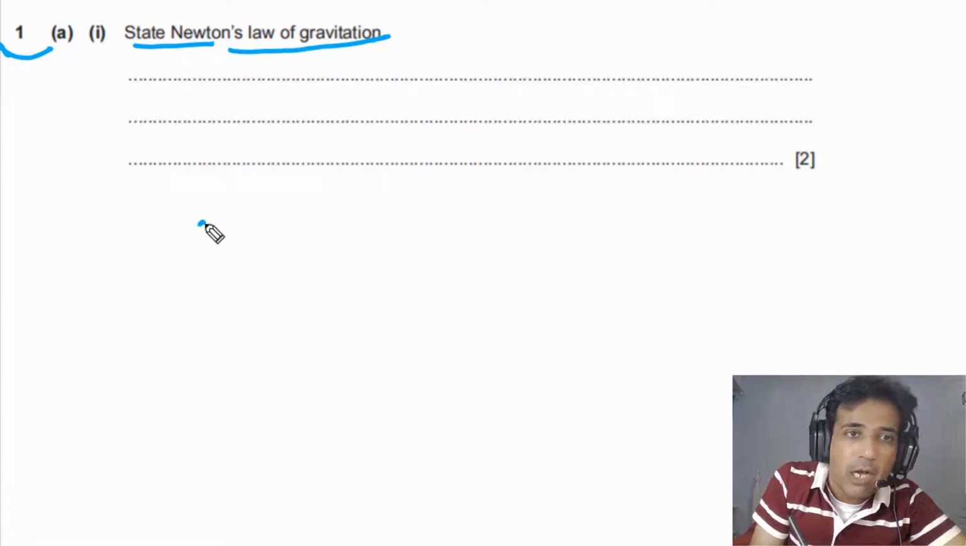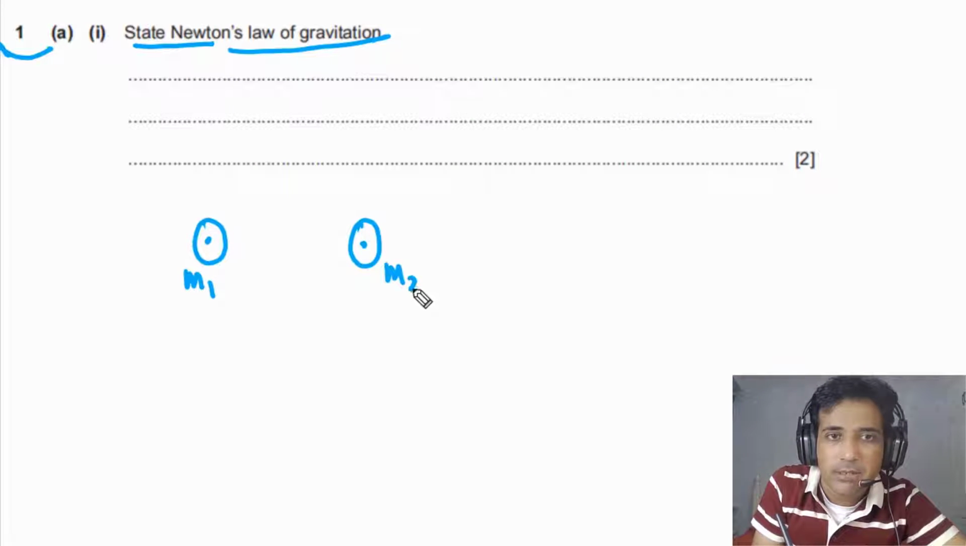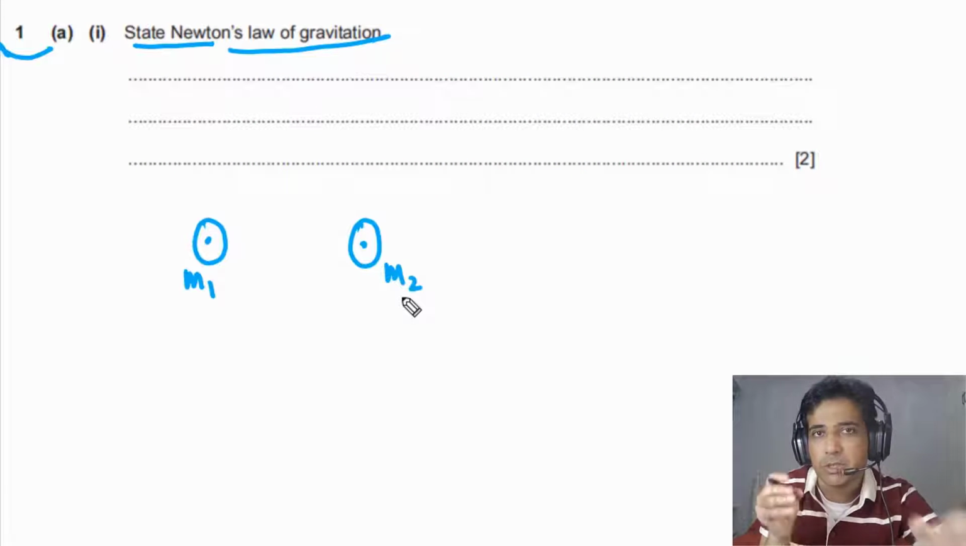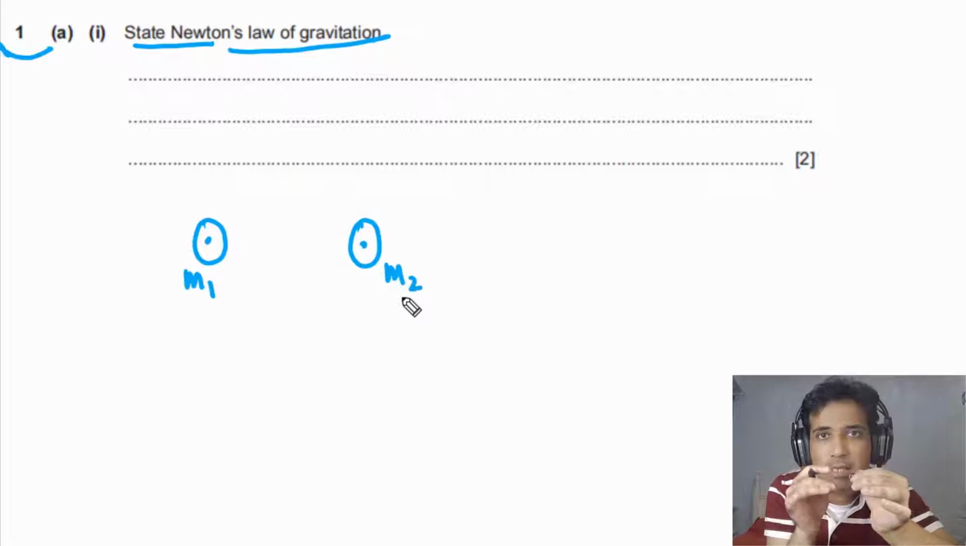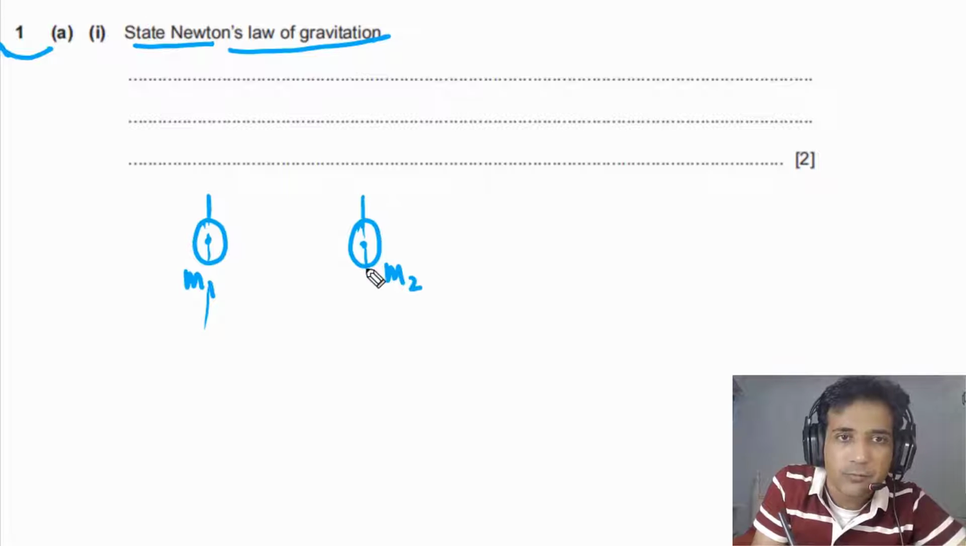Let's try to understand how we can state Newton's law of gravitation. Imagine that we have 2 spherical objects. Let's say the mass of this object is m1 and the mass of this object is m2. We are taking spherical objects because in this case we can assume the total mass of the object is concentrated at its center. So that's the reason we are taking these 2 spherical objects.